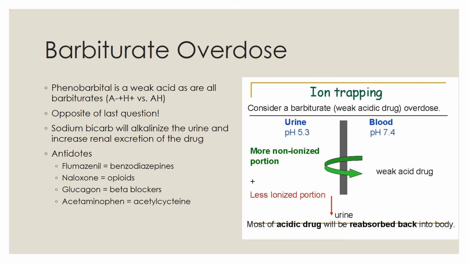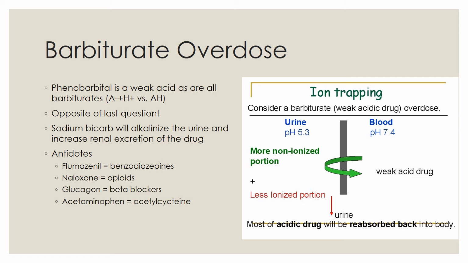So now contrast this question to the last question. It's the same sort of topic, but instead of talking about weak bases, we're talking about weak acids. So the same ideas hold true. So phenobarbital is a weak acid, as are all barbiturates, and instead of how bases are set up, the protonated form is non-ionized, and the unprotonated form is ionized, which is the opposite of weak bases. So by alkalinizing the urine, it will actually increase the amount of drug that's urinated out of the system.